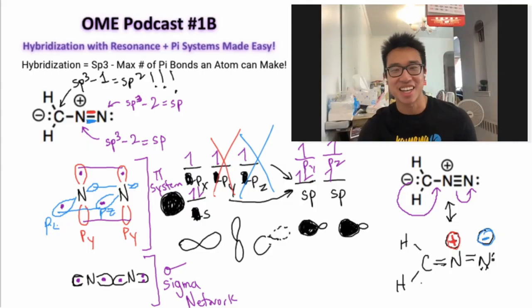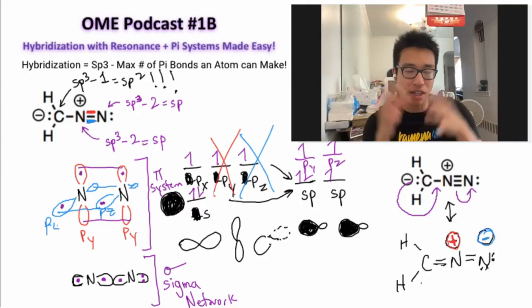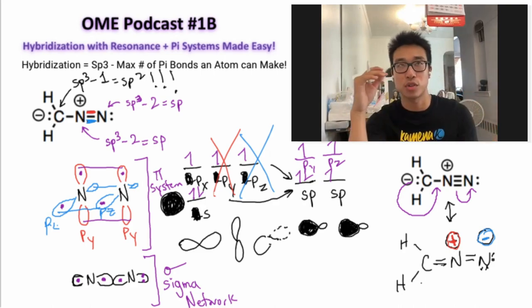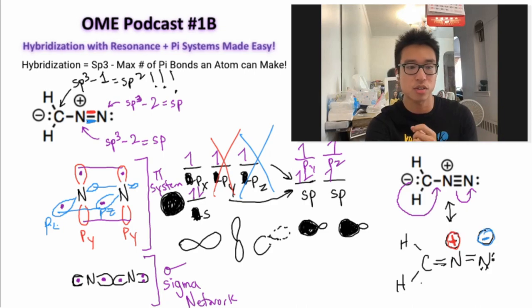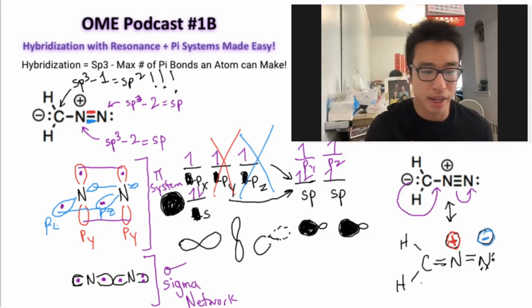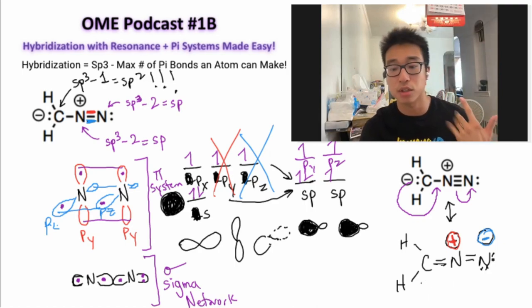Yeah, guys, so it's negative. If you think about it like a number line, it's negative one, zero, and then positive one. So if you are losing electrons, you go from negative to neutral before you get to positive. So that's why this carbon over here is neutral.